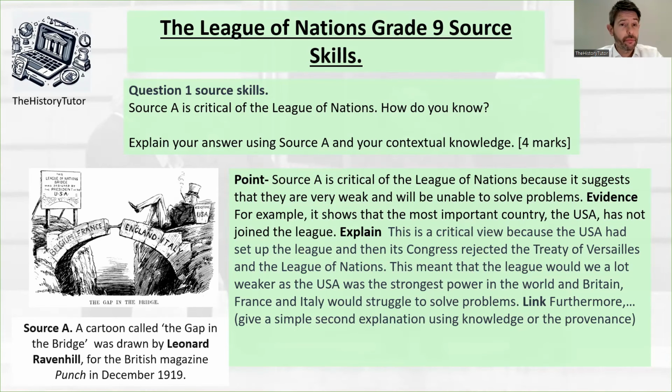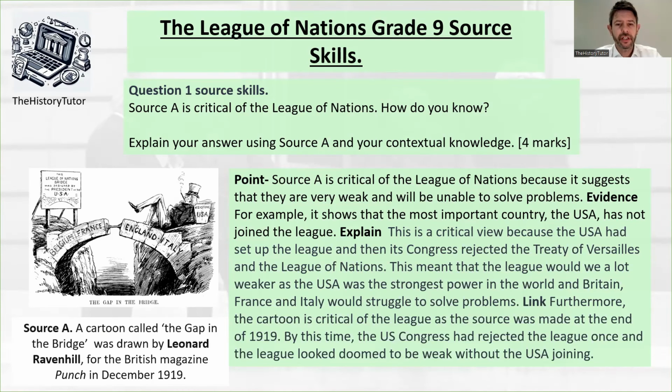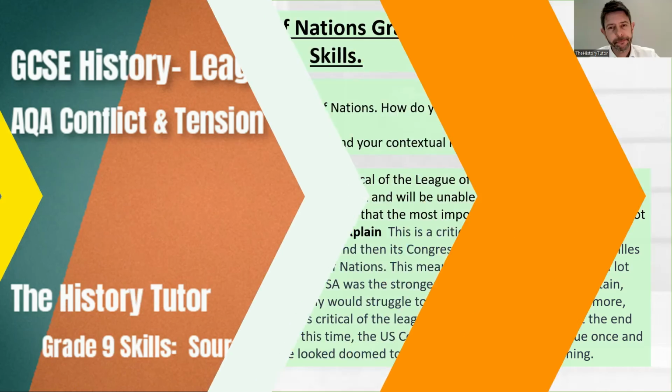So what do you think? Have a go. What could you say? Maybe one sentence. Here's what I've gone for. Furthermore, the cartoon is critical of the League as the source was made at the end of 1919. By this time, the US Congress had rejected the League once and the League looked doomed to be weak without the USA joining. Okay, so there we are. That would be a nice answer. We've shown some understanding of the provenance and the time period. There were actually 2 votes in Congress. This was after the first vote, and then they rejected it again. Woodrow Wilson obviously went on tour around America, you might know, trying to get people to accept the treaty, but he couldn't manage to do it.